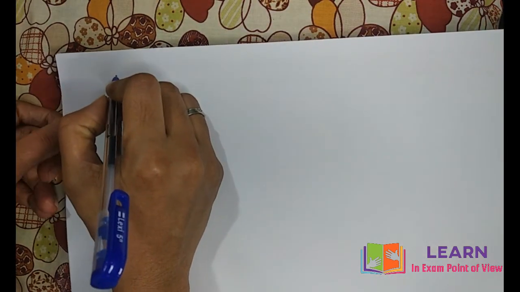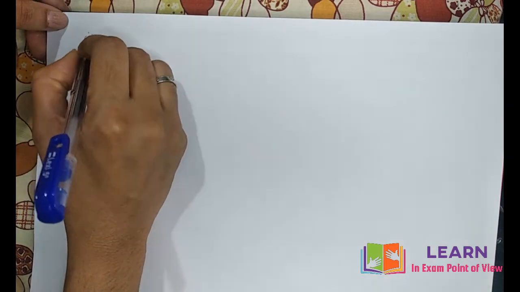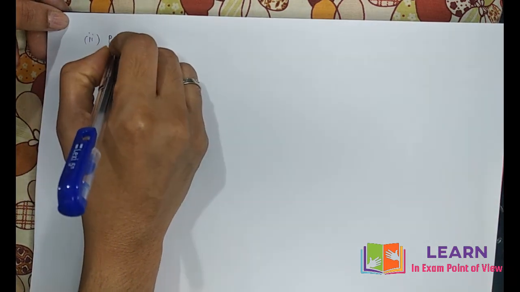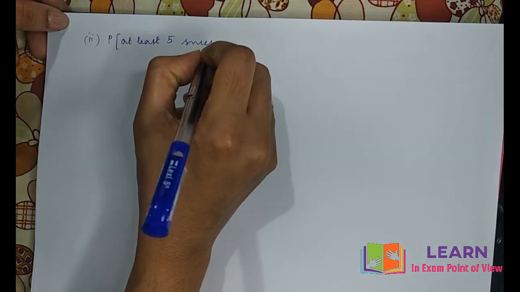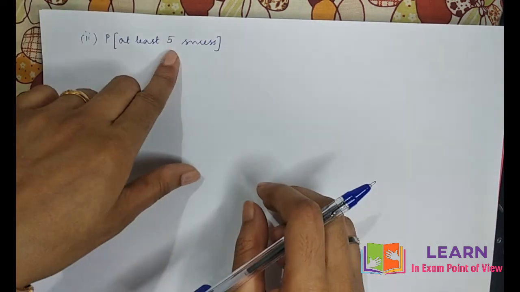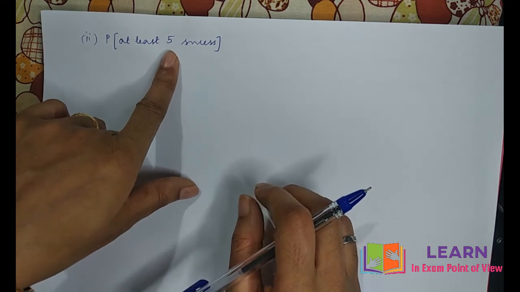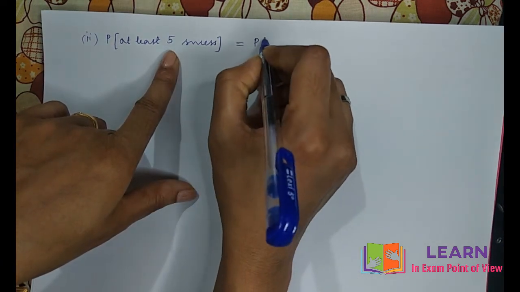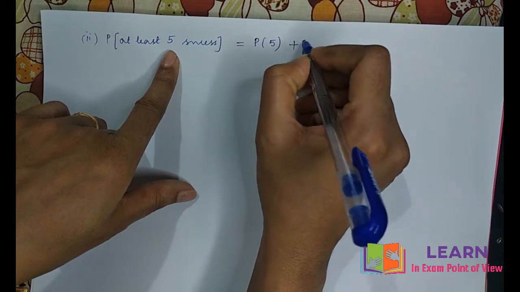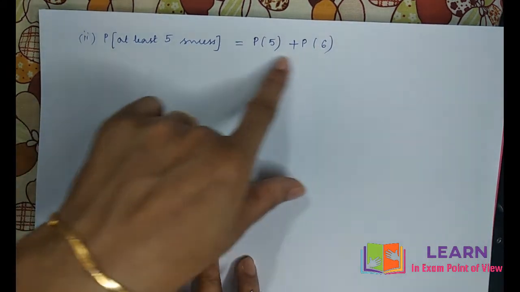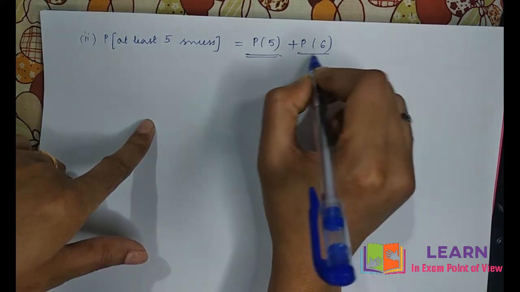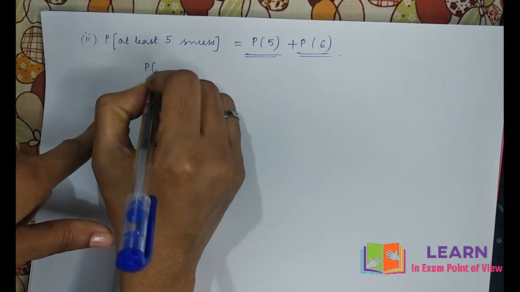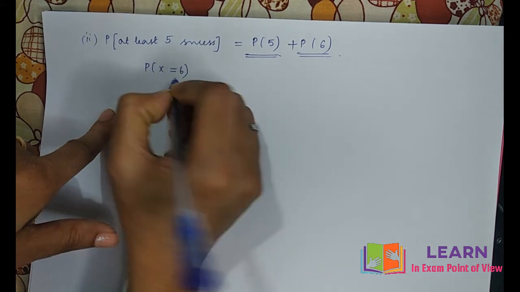Okay, second case, we have to do P of at least 5 successes. At least 5 successes means minimum 5. Maximum there are 6 throws, so you can take 5 and also 6. Adding this to this, we already got the answer for this. This we need to find, right? That is P of x equal to 6 you need to find.